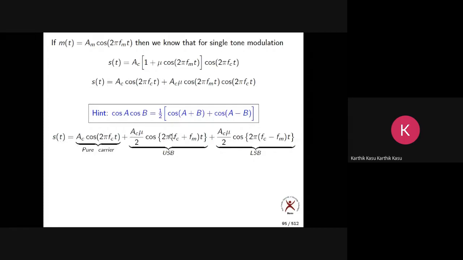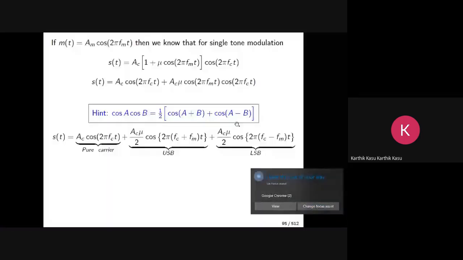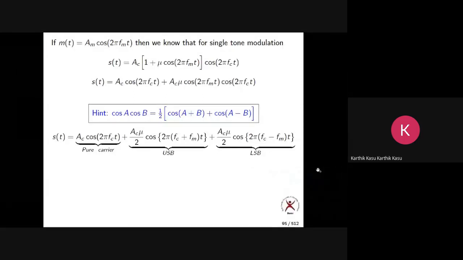So just look at this once, all of you. It is very simple. Here we are calculating s of t for a given m of t. m of t is given to you. So this is the equation of AM, where mu is the modulation index. So we are simplifying using this formula: cos A into cos B equals half of cos(A plus B) plus cos(A minus B). So this is the signal you get.